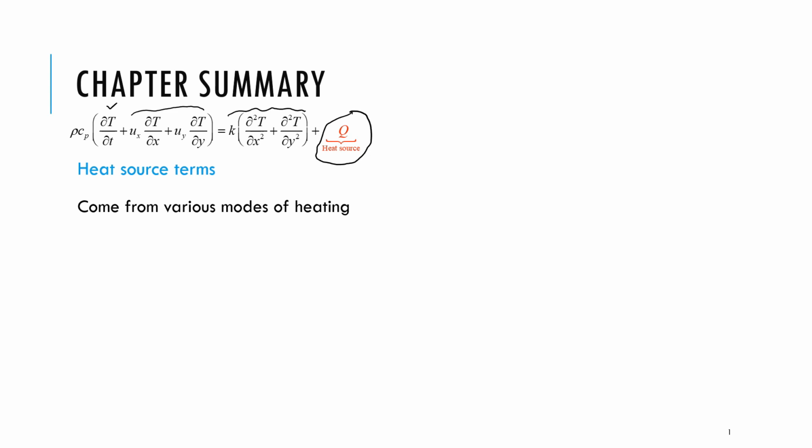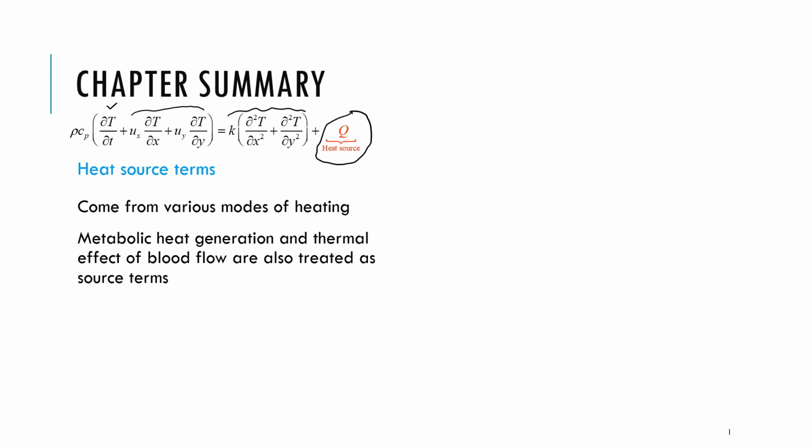they come from various modes of heating. So those modes of heating can be microwave, radio frequency, laser, ultrasound, and so on. Now, other sources of heat in a tissue and so on can be, for example, metabolic heat generation, and even the thermal effect of blood flow in a bioheat equation. They're also treated as source terms.